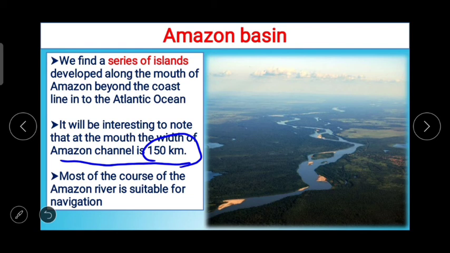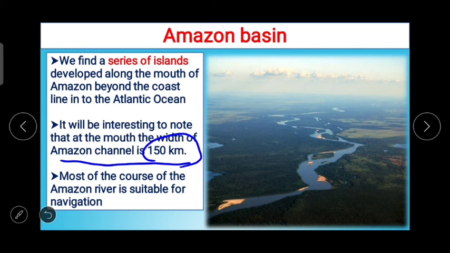It will be interesting to note that at the mouth, the width of Amazon channel, ये जो Amazon river की channel है उसकी width at the mouth कितनी है? 150 किलोमीटर. Just think about the distance. अभी आप जिस जगह पे है घर में बैठे हुए, वहाँ से 150 किलोमीटर कहाँ तक जाता है, उतनी width इस Amazon basin river की channels जो है उसकी है.